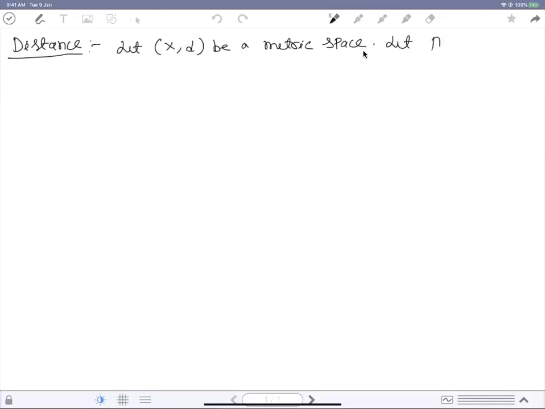Now let A be a non-empty subset of X. Here in this talk, we always assume that the subset or the set is non-empty. So even if I miss the term non-empty, you can always assume that the set is non-empty. Fine. So here we first take X is a metric space and A is a non-empty subset of X.